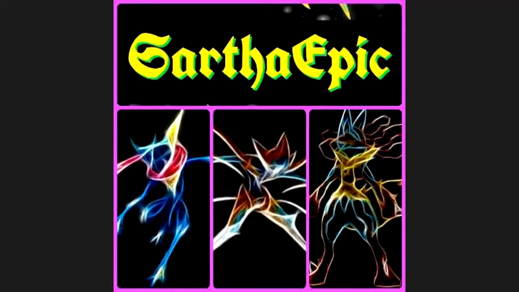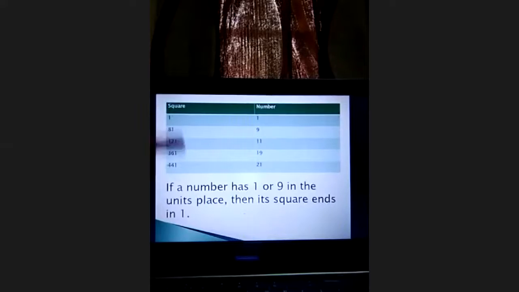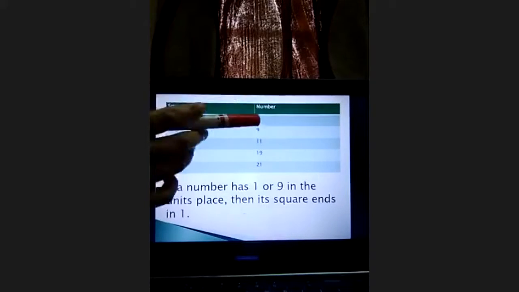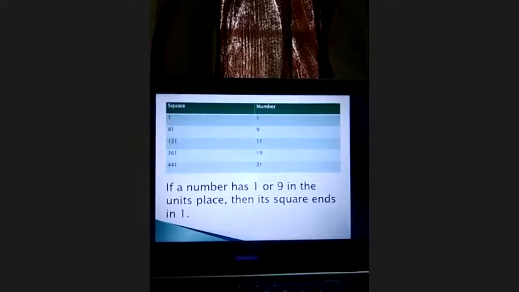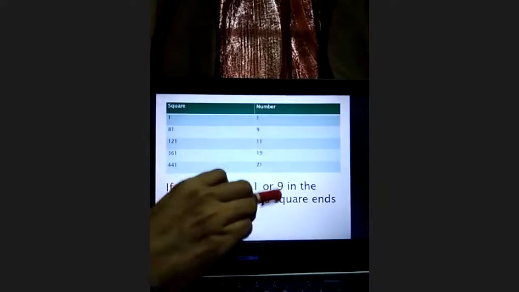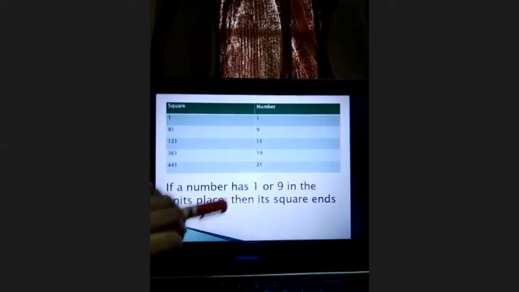Squares of a few numbers are ending with 1. Now observe those numbers, the numbers that have either 1 or 9 in the ones place. 11, ones place is 1. 19, ones place is 9. 21, ones place is 1. So if a number has 1 or 9 in the units place, then its square ends in 1.